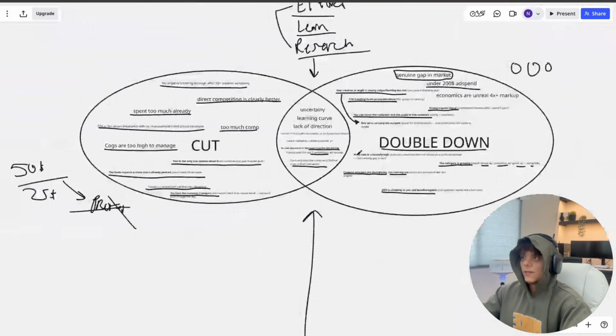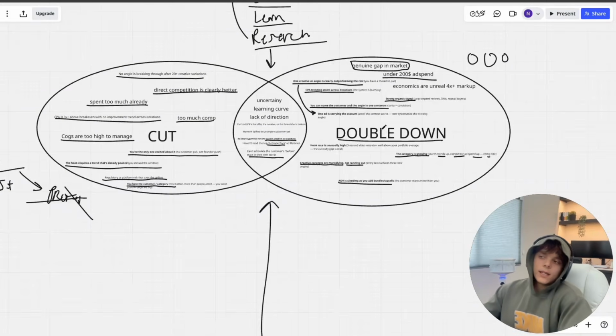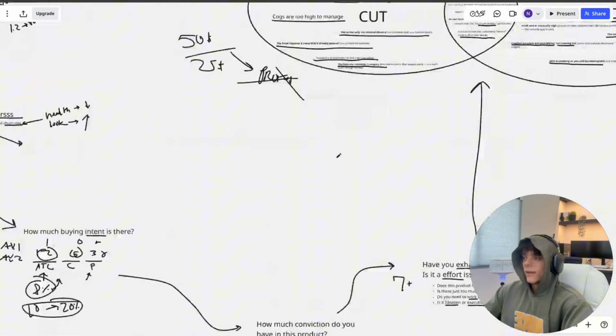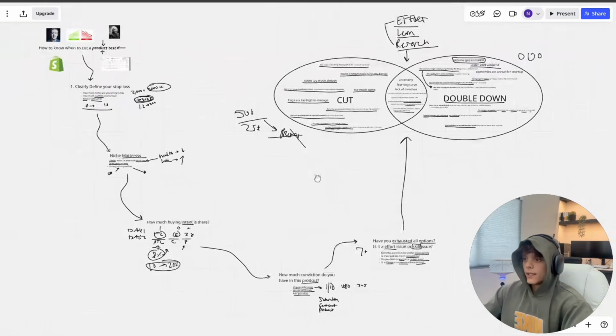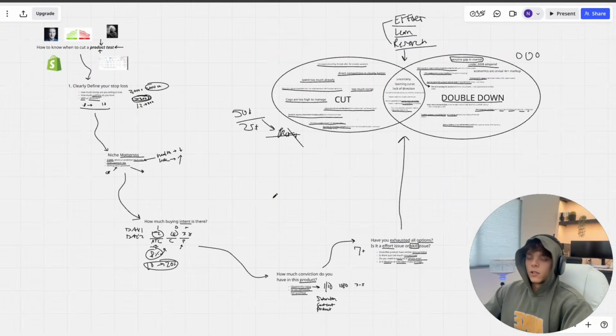And so none of these are exact, but I'm kind of bringing you guys through my thinking process, right? And how when people think about cutting or doubling down on a product, it's as simple as what their Meta ROAS is. It's really not. There's all of this that goes into it, guys. You should be looking at the bigger picture, 100%. And hopefully, this gives some of you guys some clarity on what to actually do when you're testing your product.